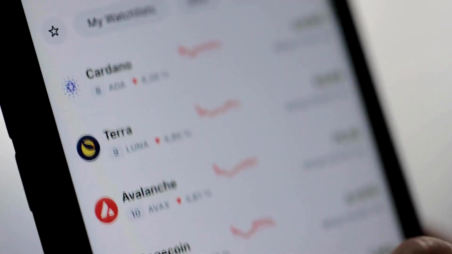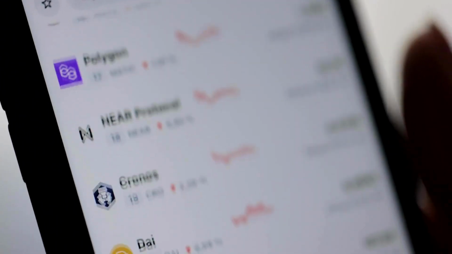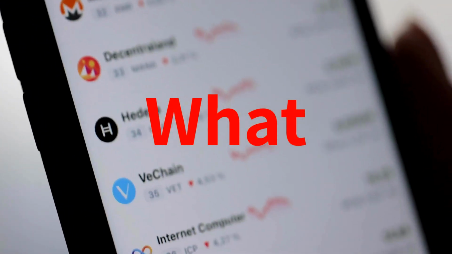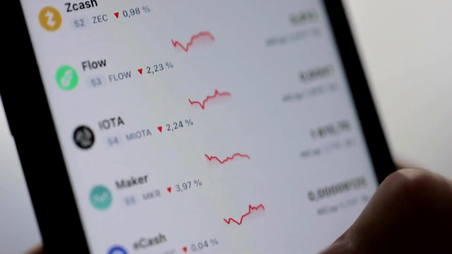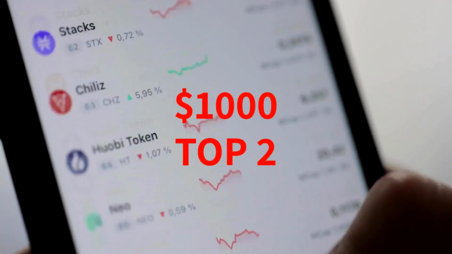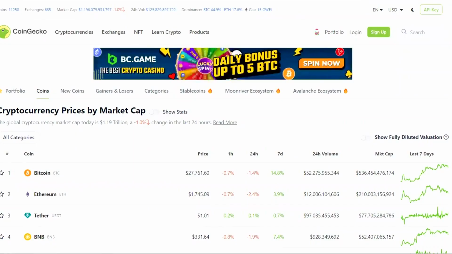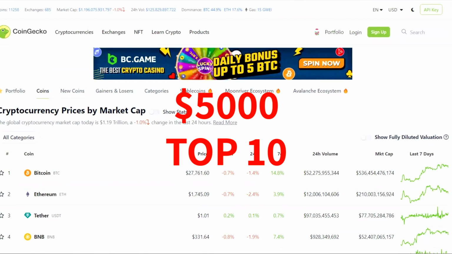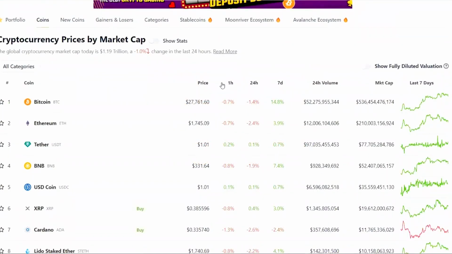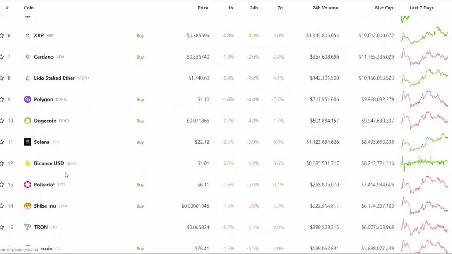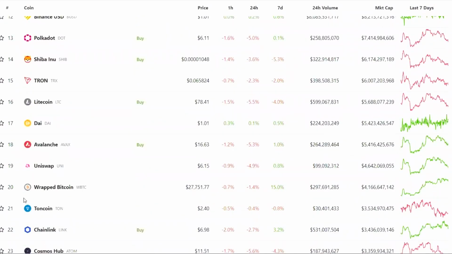Now that we have our when to start investing, the next question would be our what. What are we going to invest in? This is up to you guys. Let's say you're working with $1,000. I would not invest in more than 2 cryptocurrencies. Let's say you're working with $5,000. Maybe look at the top 10. If you're working with $10,000, maybe top 20. I would not go beyond top 20.